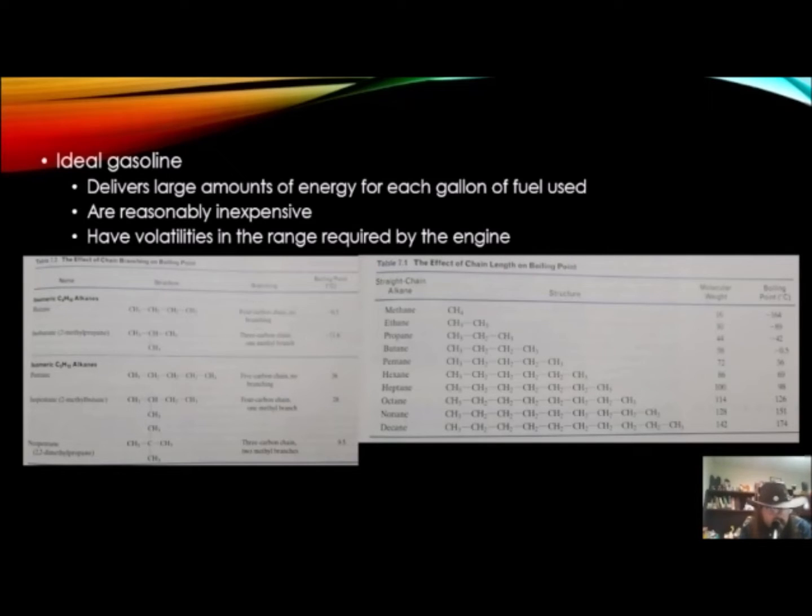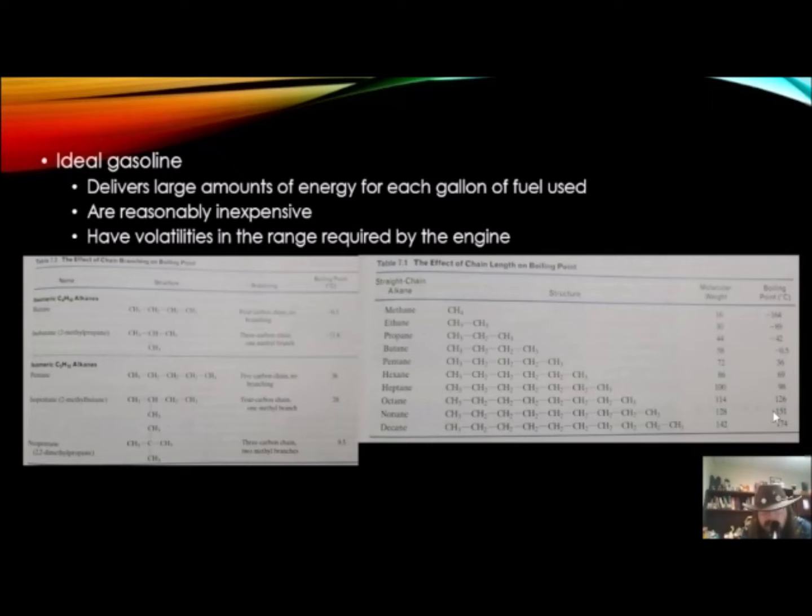One of the things is we're going to have the right blend of alkanes, alkenes, and aromatics to achieve this. We're going to mix carbons of different chain lengths to get some liquid fuel and some volatile gaseous fuel. We'll see right here on the right, as the chain length increases, so does the boiling point. Methane boils at -164, so it's almost guaranteed to always be a gas. Ethane, -89, propane, -42, butane, -0.5, pentane is 36. Hexane is 69. Heptane is 98.